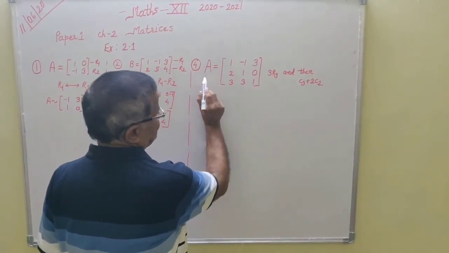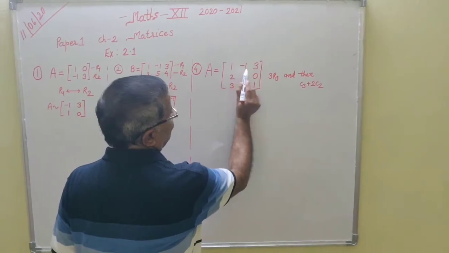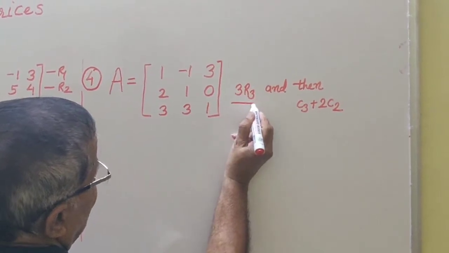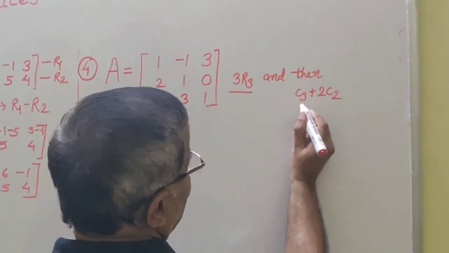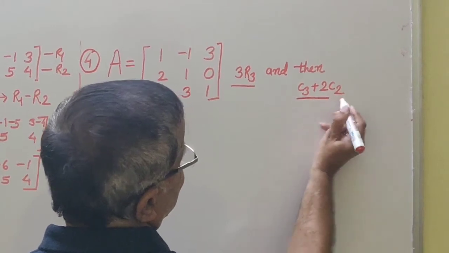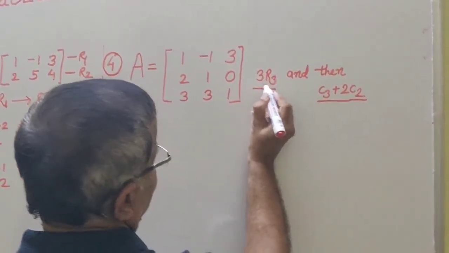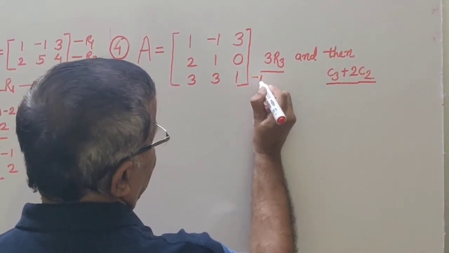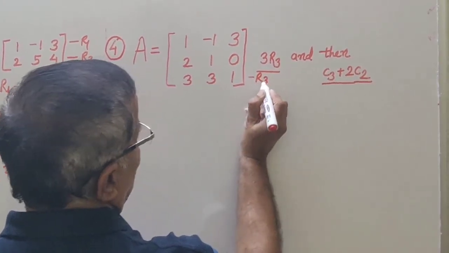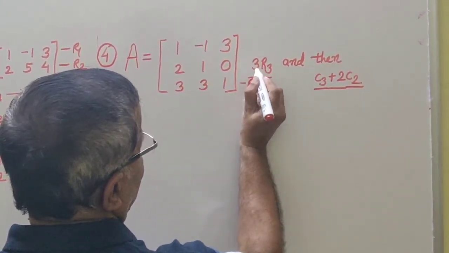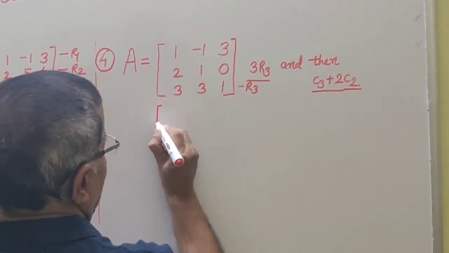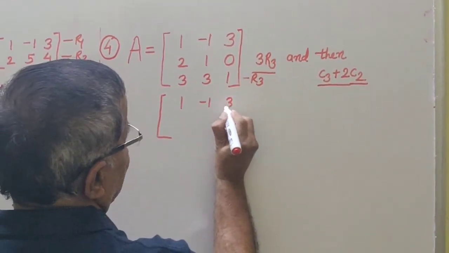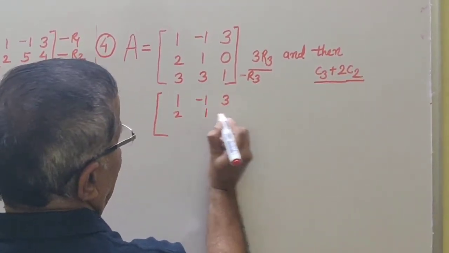In this problem, A is equal to given matrices 1 minus 1 3, 2 1 0, 3 3 1. The first operation on this is 3R3 and then you have to operate C3 plus 2C2. Okay. Now first I will apply the operation 3R3. What is R3? R3 is the third row. I want to multiply by 3. So R1 and R2 will remain the same. Means 1 minus 1 and 3, 2, 1 and 0.